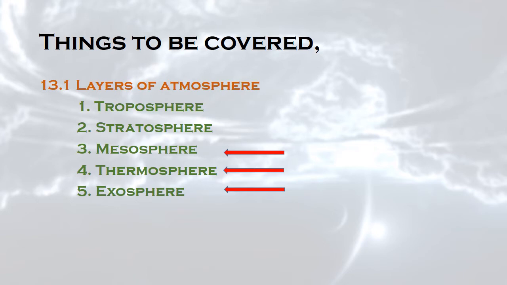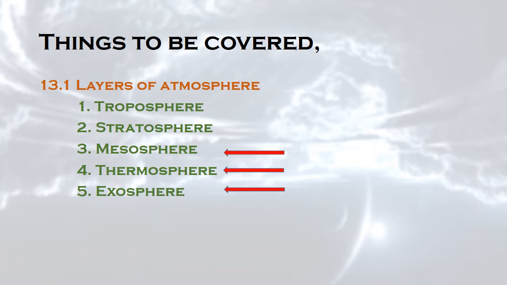Troposphere is the lowest layer, which is about 15 km from the ground level. Nearly 75% of the air in the atmosphere is in the troposphere. Also, it contains most water vapor.